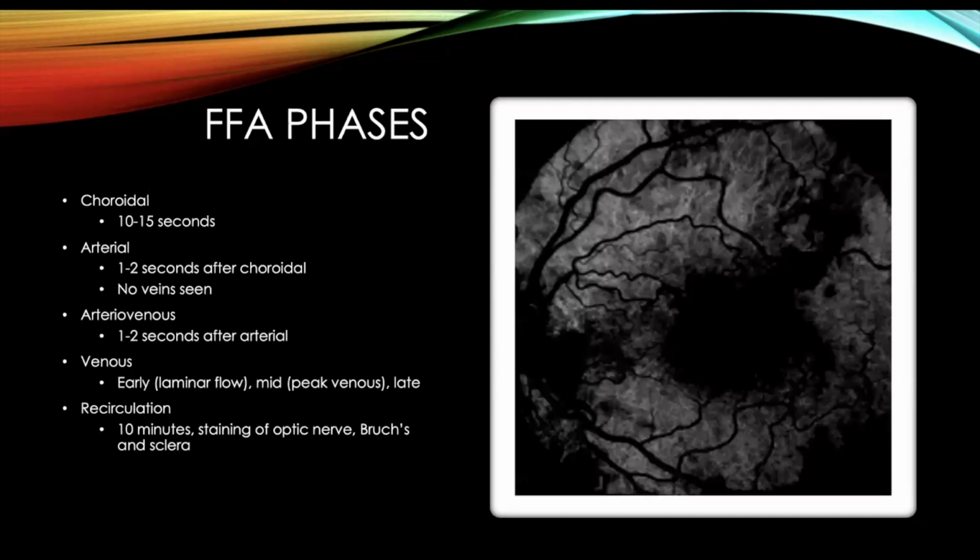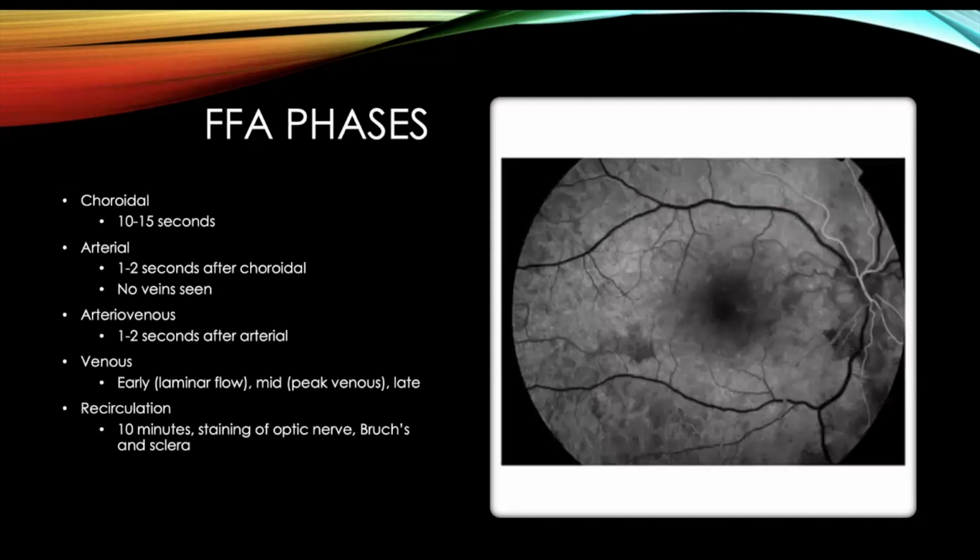So you start off with your choroidal phase, where you're going to get filling of the choroidal vasculature, but the FFA hasn't quite reached the retinal vasculature yet. So you can see the sort of white background, and the retinal vessels aren't yet filled. Your arterial phase is 1 to 2 seconds after that.